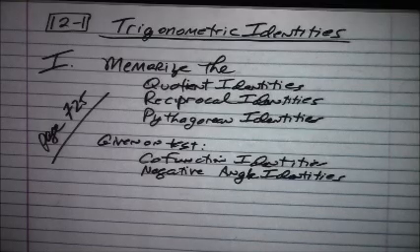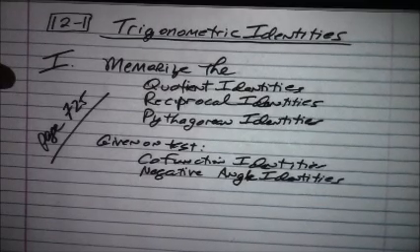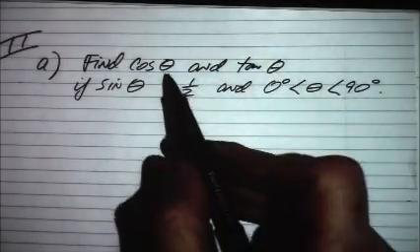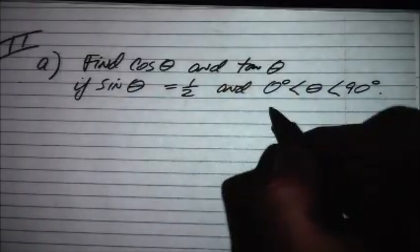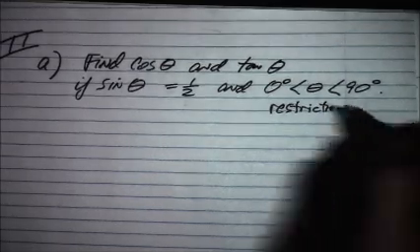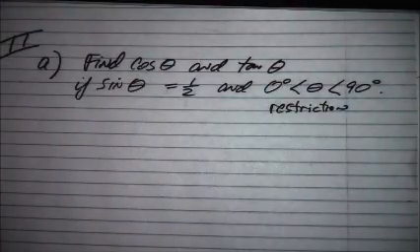So we're going to start with one of the two types of problems. There are actually two types of things I want to focus on in this section. And the first one is a problem like this. It's to find cosine and tangent when you're given the sine and you're given a restriction. I'm going to write the word restriction under here to sort of emphasize what that means.